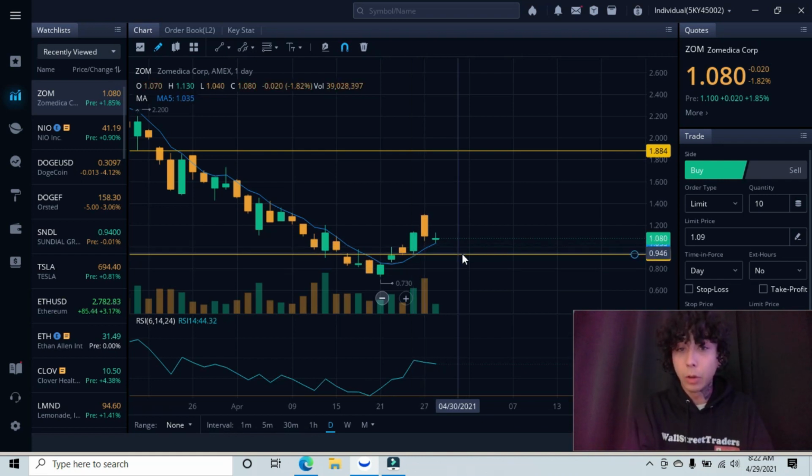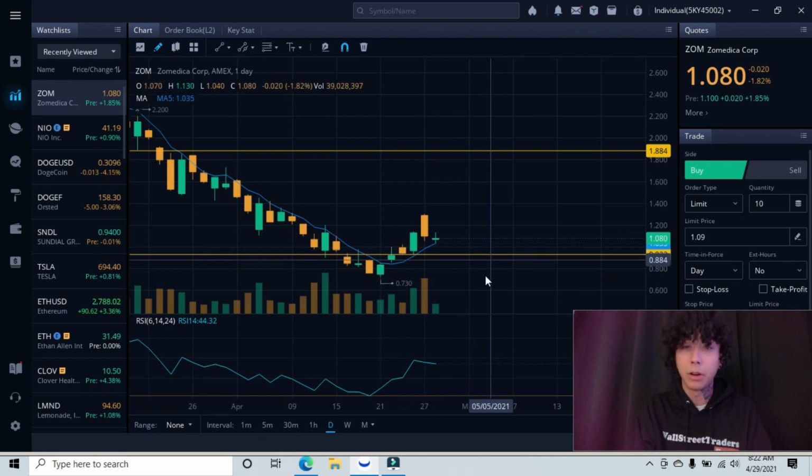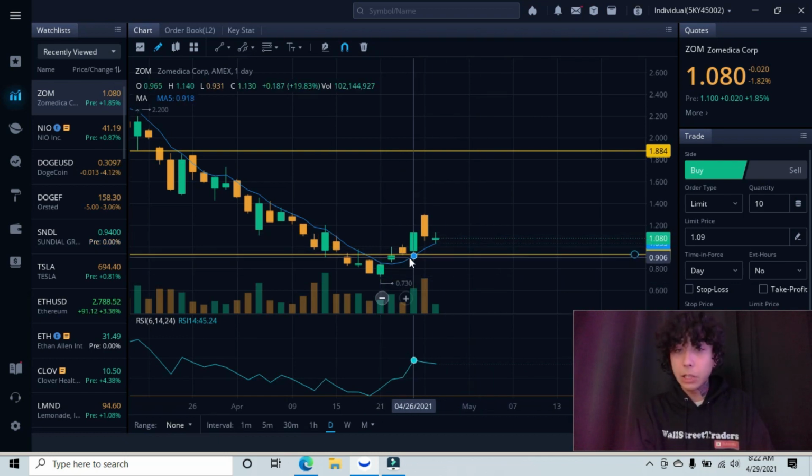So like I said, your entry would probably be around the 94 or 93 cent area. Have your stop loss. You can have it in the 80 cent area. That is fine. Or the lowest previous candlestick down here, which is the 71 or 70 cent area. Okay. Yes, we're above the trend line.